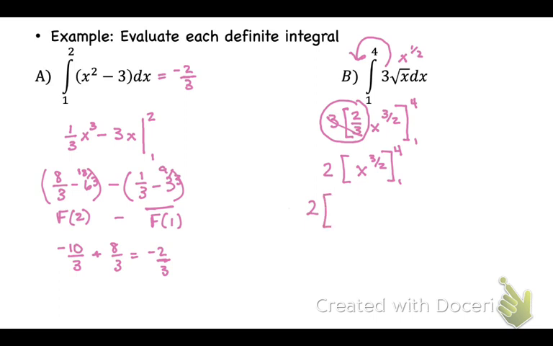So I plug in a 4. So 4 to the 3/2 minus 1 to the 3/2. Is it always minus? Yep, always, because you're finding the difference between the two. It's an overestimate and an underestimate.